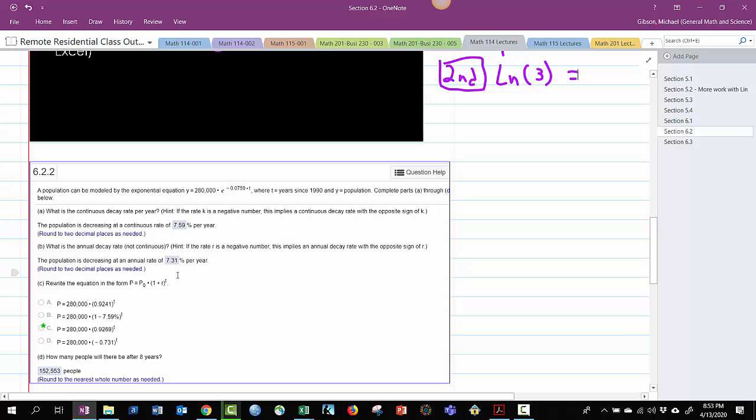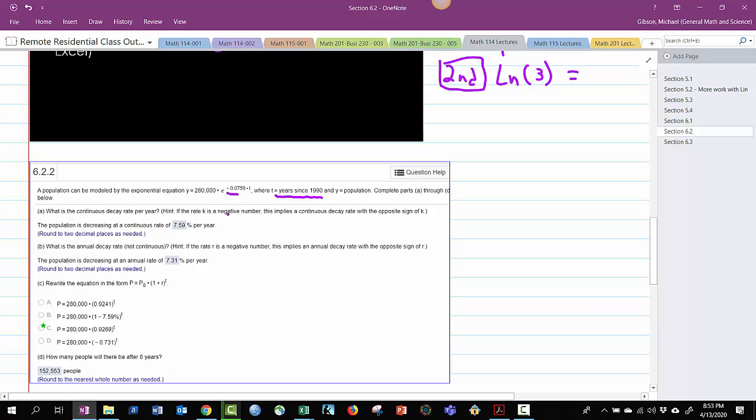Let's see how we'll do a live one. Okay, this will have all this in it. Population can be modeled by the exponential equation y equals 280,000 e to the negative 0.0759 times t, where t is years since 1990, y is population. That's negative, so this is going to be a decay, right? This population is shrinking. Complete parts A through D. What is the continuous decay rate per year?